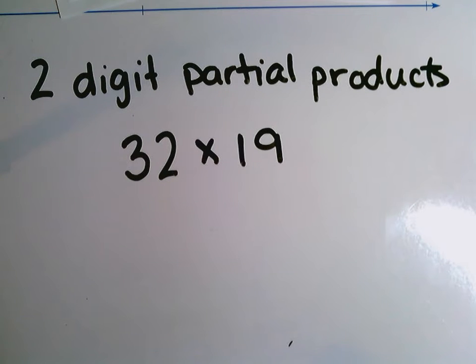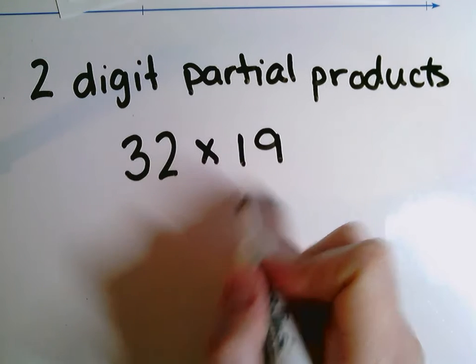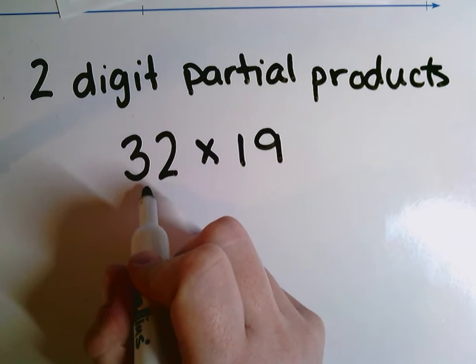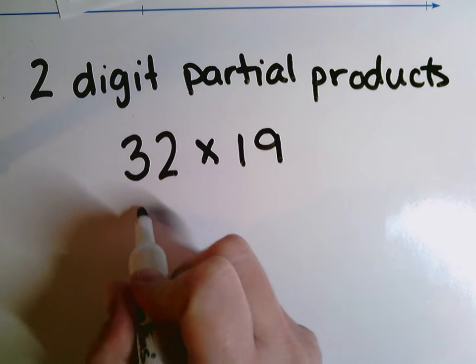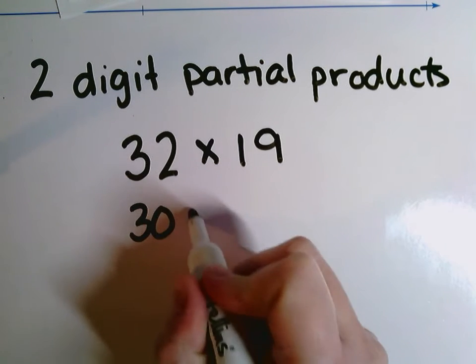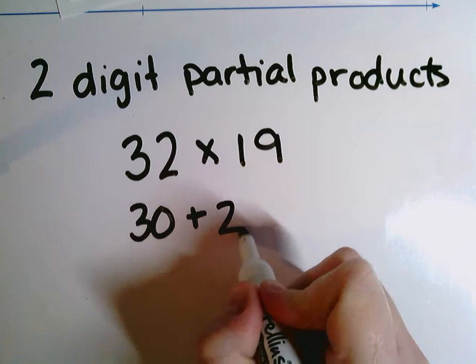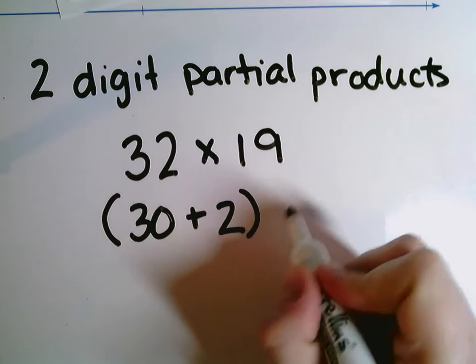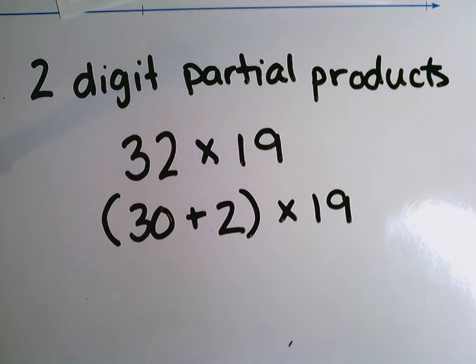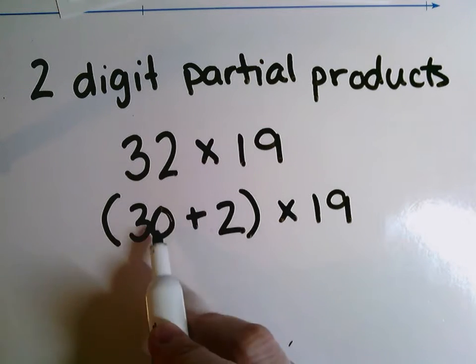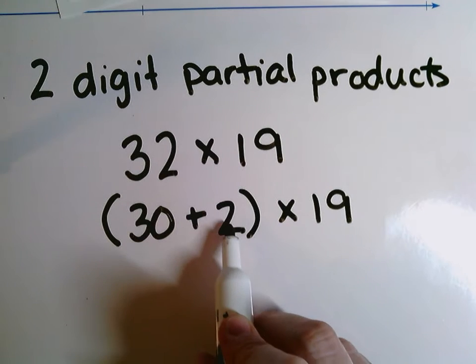And with today's strategy, we're going to just take one of the factors. I'm just going to do the first factor, and we're going to break that factor into place value. So I can break 32 into 30 plus 2, and I can do 30 plus 2 times 19. So now I'm going to write this out. Again, I can do 30 times 19, and I can do 2 times 19.